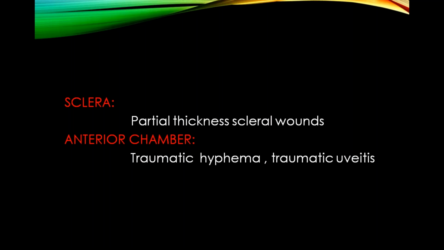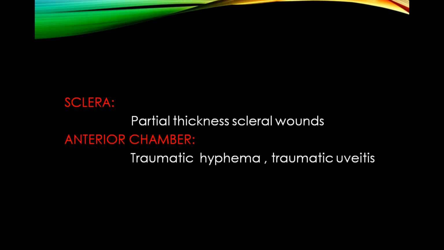Obviously, whenever there is an inflammation, you have to give steroids to suppress the inflammation. And since there will be a lot of pain associated with uveitis, we have to give cycloplegics, which will reduce the pain and relax the ciliary body. The best cycloplegic is atropine. So atropine, steroids, analgesics is the mode of management of traumatic uveitis.